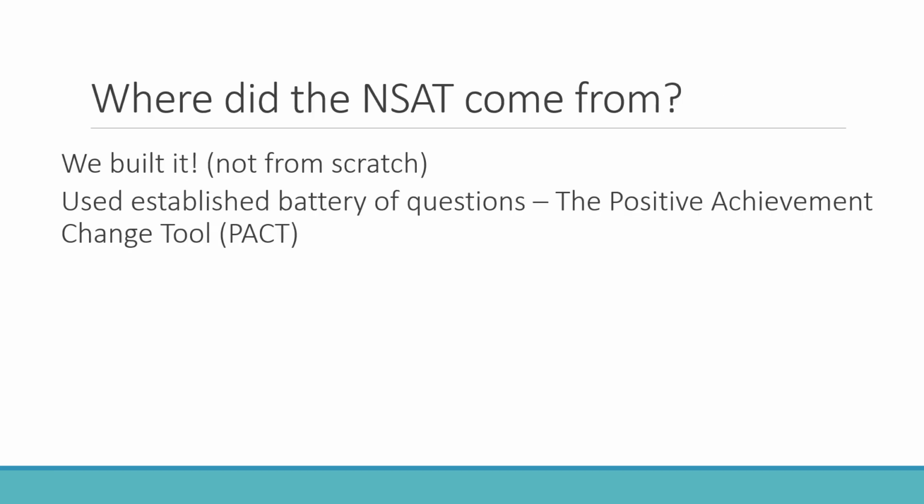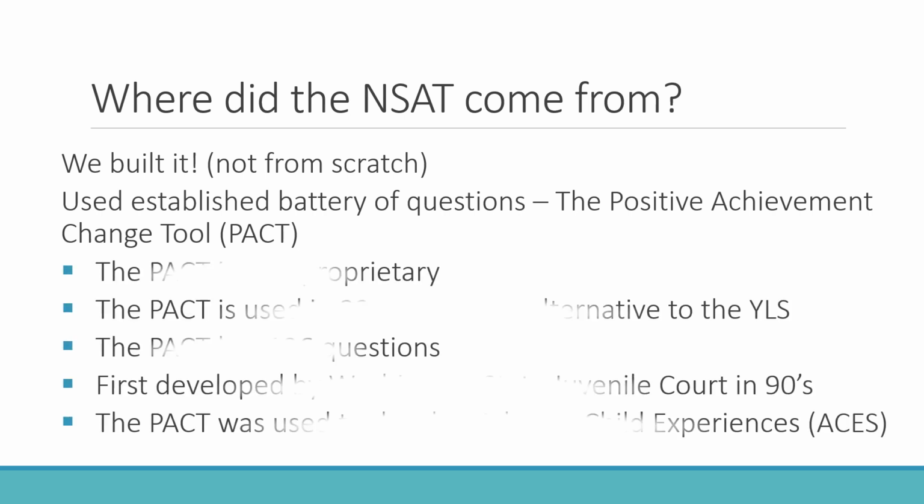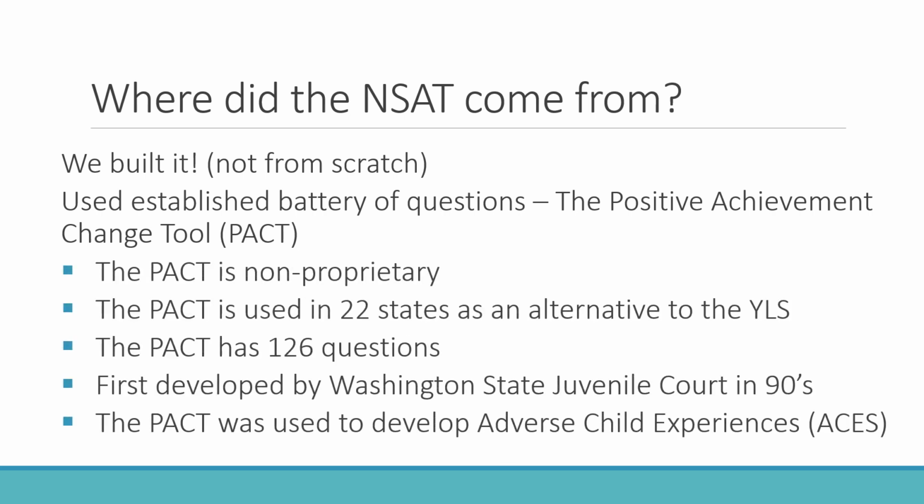Where did the NSAT come from? We built it. Well, not from scratch. We used an established battery of questions, the Positive Achievement Change Tool, or PACT. The PACT is non-proprietary. The PACT is used in 22 states as an alternative to the YLS. The PACT has 126 questions. First developed by Washington State Juvenile Court in the 90s. The PACT was used to develop Adverse Child Experiences, or ACEs.